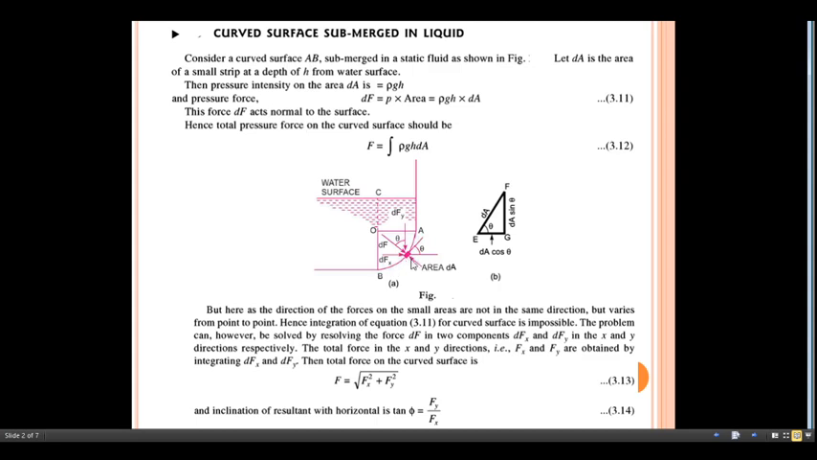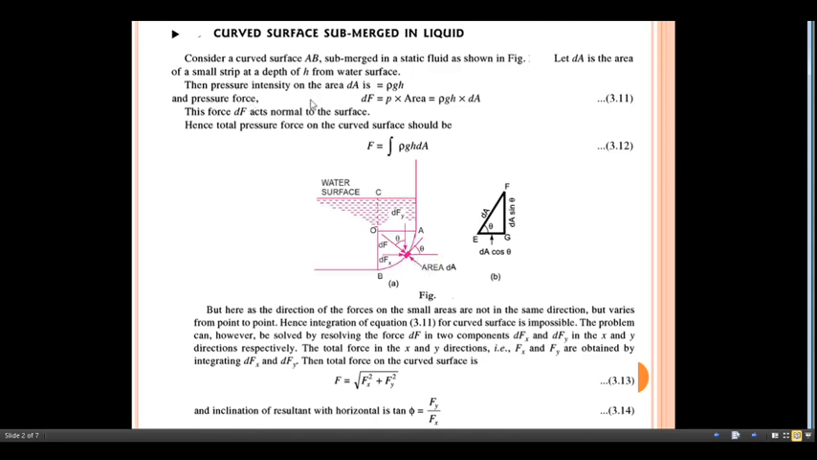Let dA be the area of a small strip at a depth of h. This is the depth we have considered from the free surface of water. Here is the free surface of water. Then the pressure intensity on the area dA is rho g h.